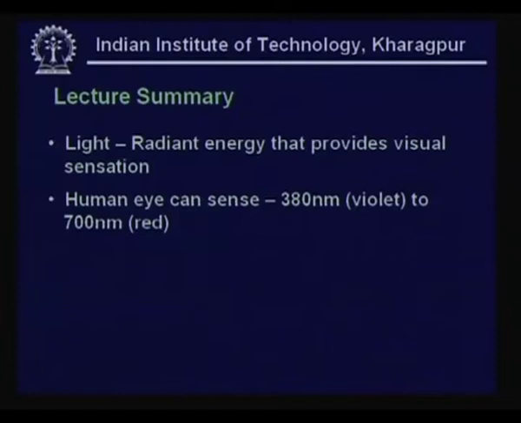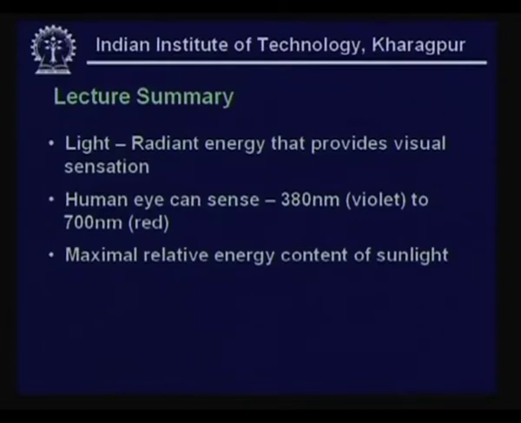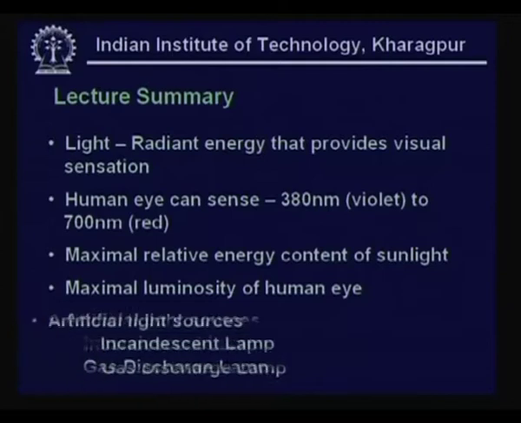And we also saw that the human eye responds between 380 nanometers corresponding to violet to 700 nanometers corresponding to red, with a maxima around 550 nanometers, coincident with the maximal radiant energy due to the sun. Maximal relative energy content of sunlight and maximal luminosity of the human eye, as already told to you, both are around 550 nanometers. The artificial light sources, as we know, are incandescent lamps and gas discharge lamps.